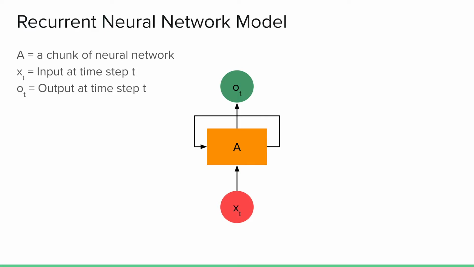So what happens? We get an input X at a certain time step T. We process that in a chunk of our neural network, marked as A here, and then we produce an output. And that output is fed back into that network. So at the next time step, we can access that information from the previous step.